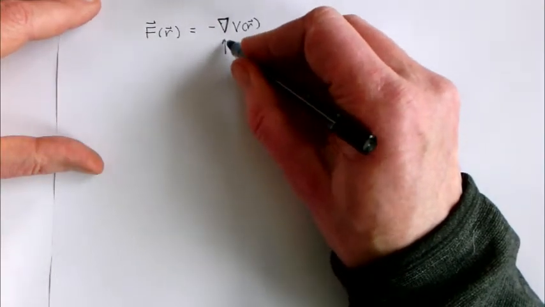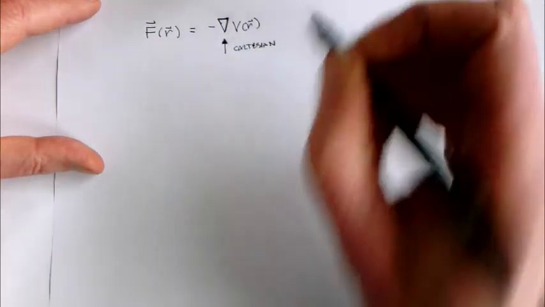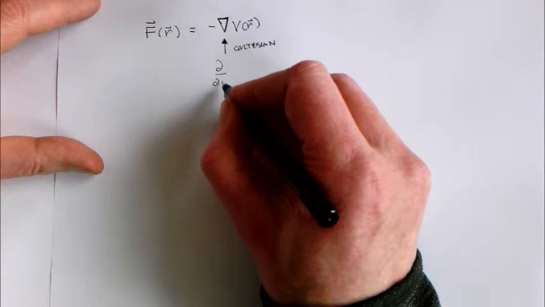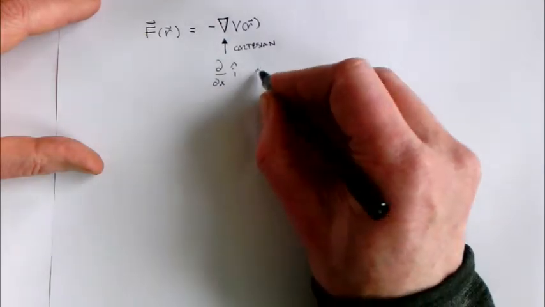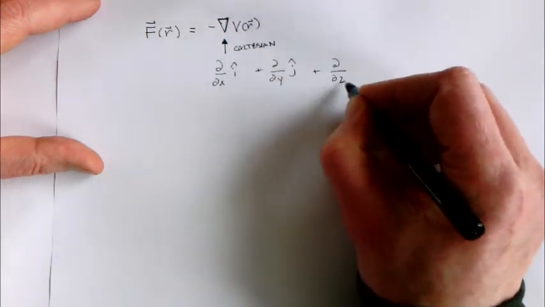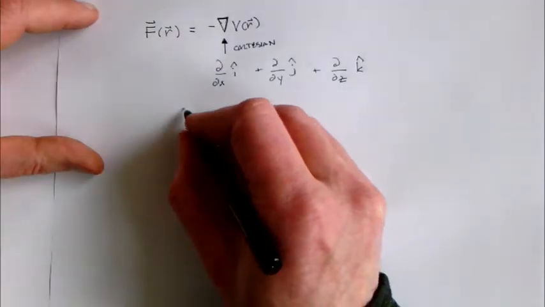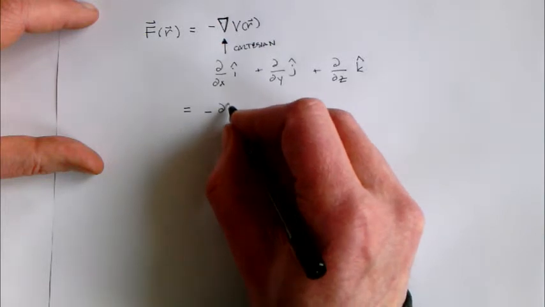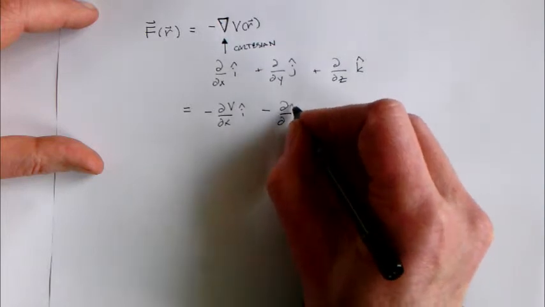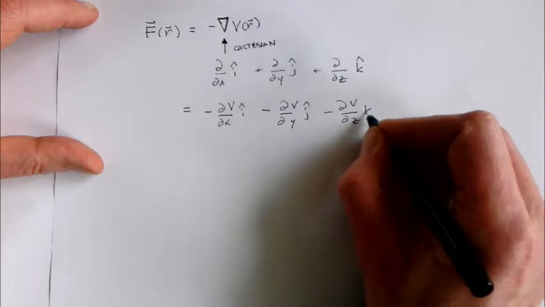So let me blow this out a little bit for Cartesian coordinates, and I'm only going to do this in Cartesian right now. So the gradient operator in Cartesian coordinates is the partial derivative with respect to x, i hat, plus the partial derivative with respect to y, j hat, plus the partial derivative with respect to z, k hat. And so if I actually go ahead and write that out, what I get is minus the partial of the potential with respect to x, i hat, minus the partial of potential with respect to y, j hat, minus the partial of potential with respect to z, k hat.